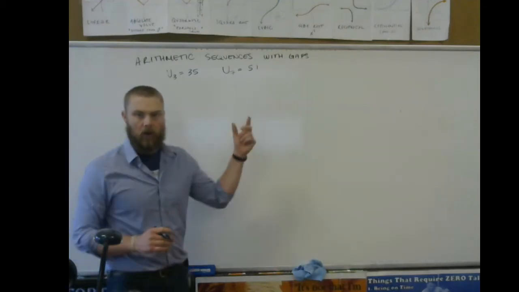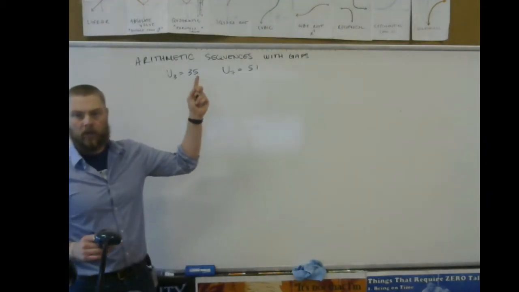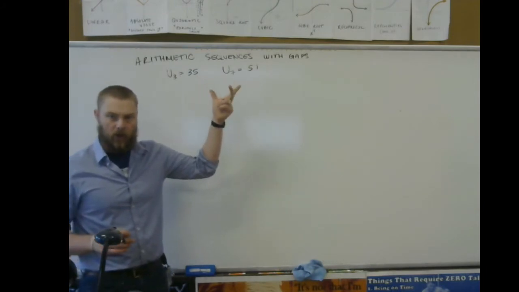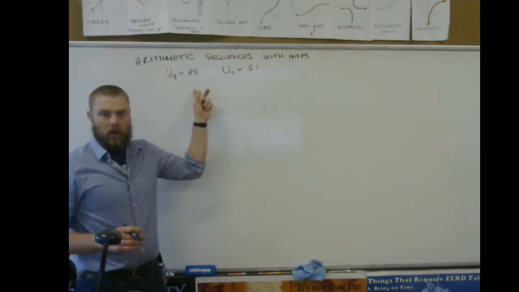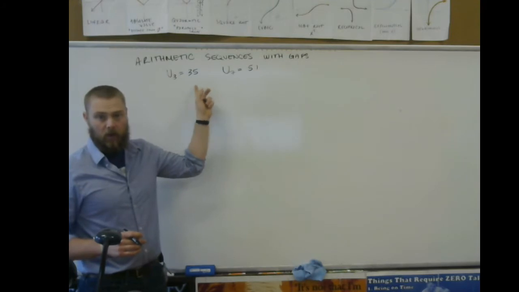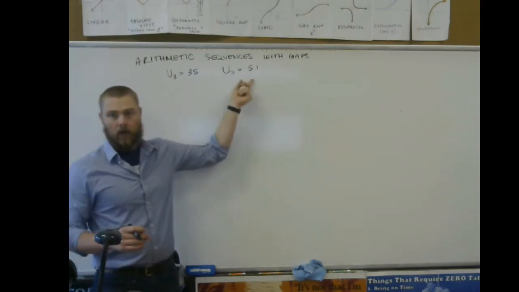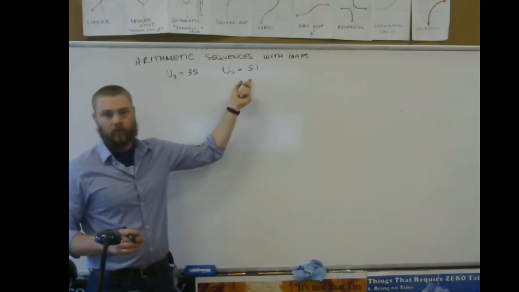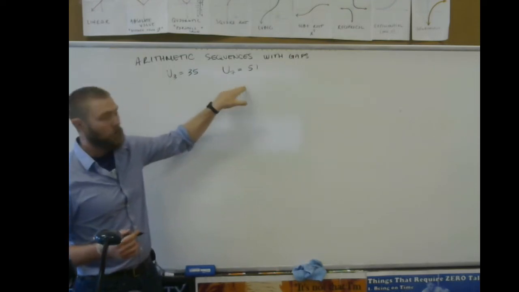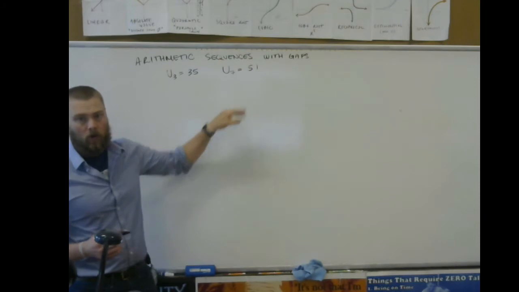Okay, this is what I'm calling arithmetic sequences with gaps. And this is a foundational level question. It's specified to be arithmetic, and you have two terms: U3 is 35, and U7 is 51. And the goal is to find the value of U1 and D.